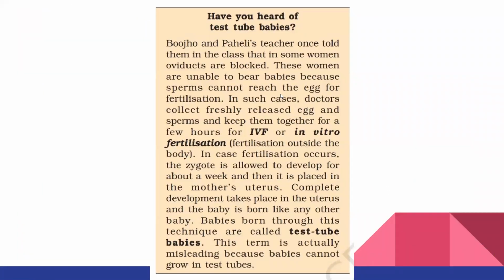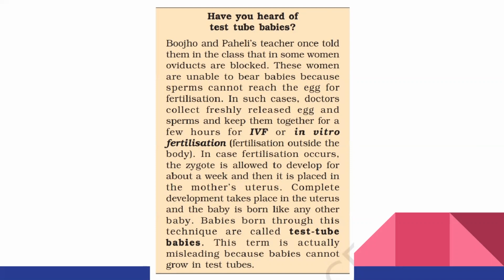Before that, some information is given in the box about test tube baby. What is it? Let us go through it. Bujo and Paheli's teacher once told them in the class that in some women oviducts are blocked. These women are unable to bear babies because sperms cannot reach the egg for fertilization. In such cases, doctors collect freshly released egg and sperms and keep them together for a few hours for IVF, or in full form in vitro fertilization, that is fertilization outside the body.